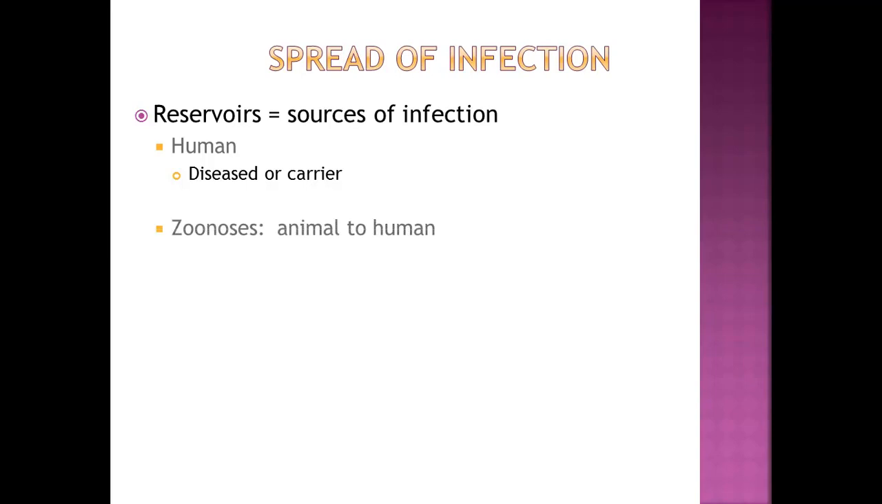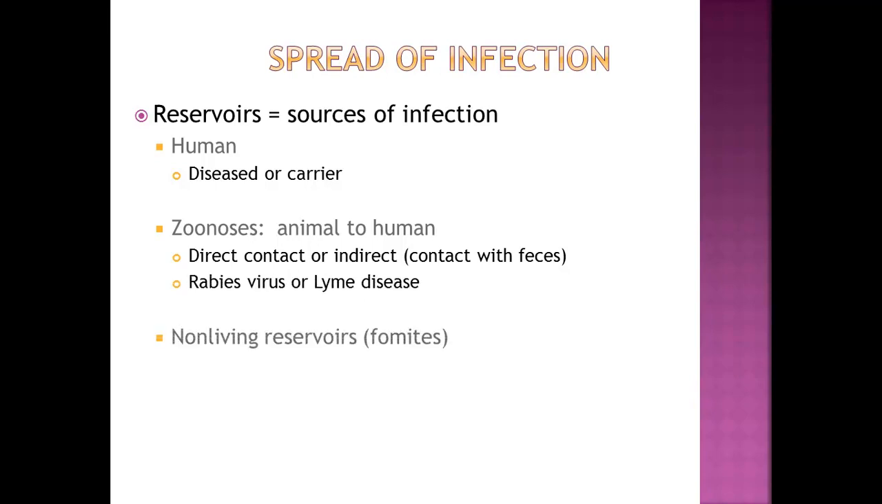Zoonosis, which is animal to human, and we can get it through direct contact or indirect contact, meaning coming in contact with the feces. So with the rabies virus, we know that you get direct contact with that. Same thing with Lyme disease. That's direct contact as well because a tick is biting you. And remember, some zoonosis may be transmitted to humans.